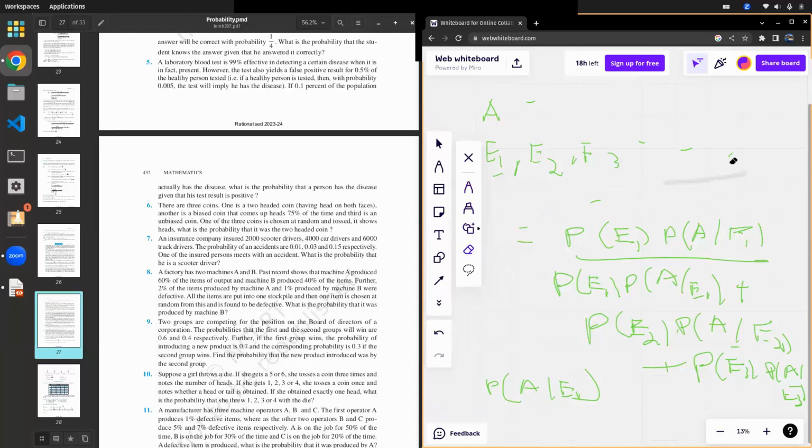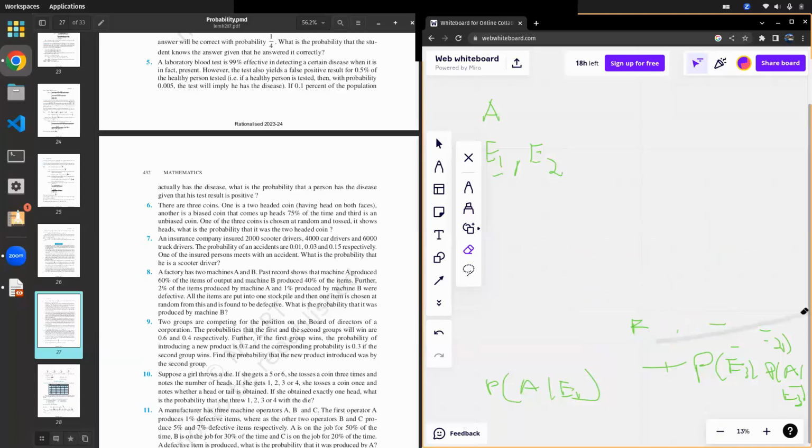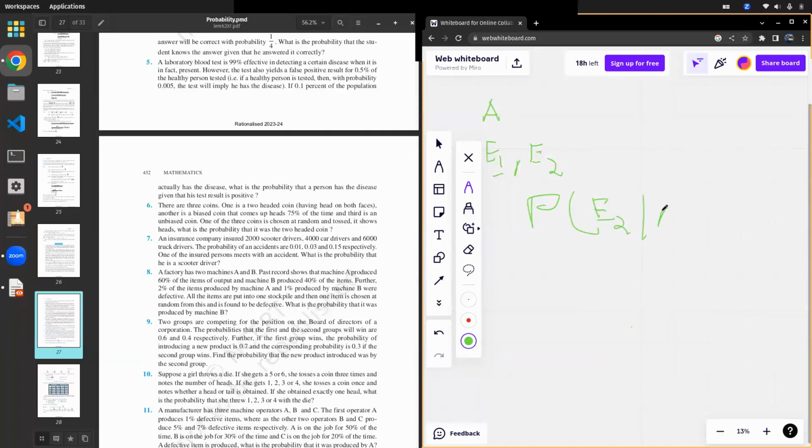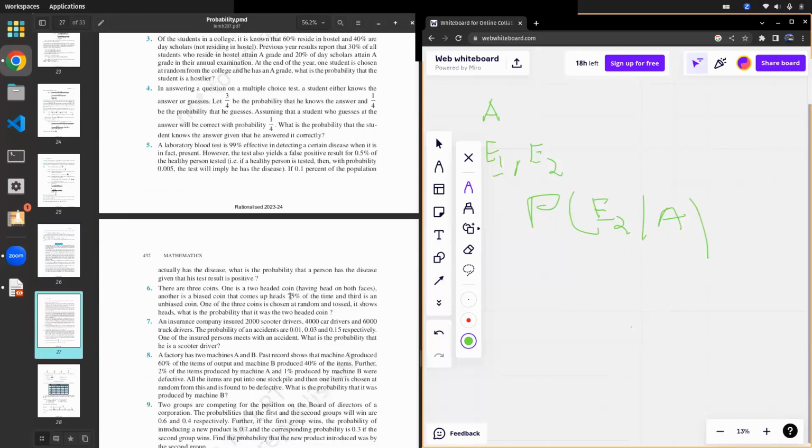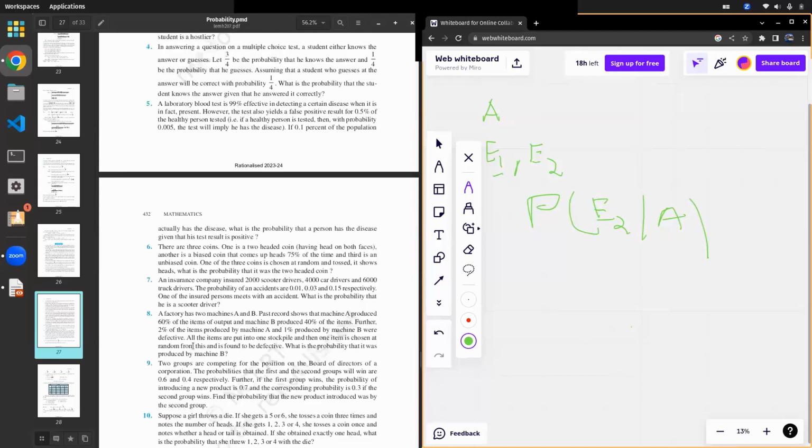So we'll start the problem by defining the events: A is the event that the product is defective, E1 is the event that the product came from machine A, and E2 is the event that the product came from machine B. We have to find the probability that it is produced by machine B, given that it is defective. This can be solved by substituting the values in the Bayes theorem, as we have done in some problems initially in this exercise. After substituting the values in the equation, we'll get our final answer. So we'll move to the next question.